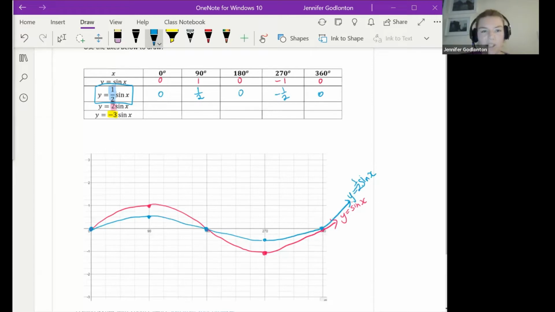Okay, so before we jump into y is equal to 2 sine x, we've got these two graphs here. What can you see has happened when we changed our amplitude from 1 to a half? What happened to our graph? What's the difference here between the pink one and the blue one? What happened between the pink graph and the blue graph?